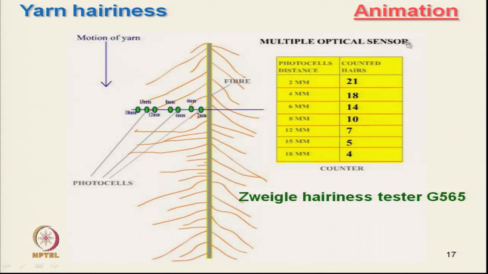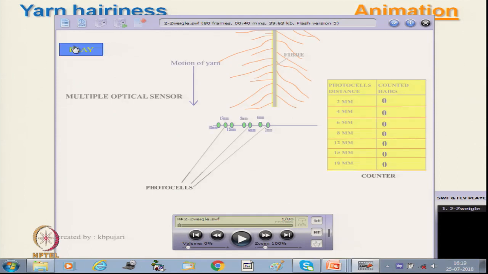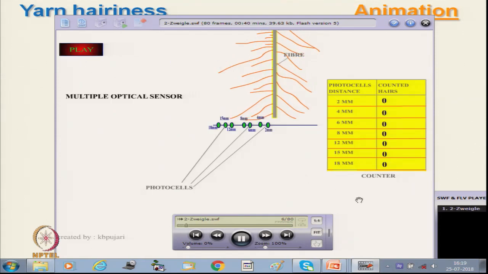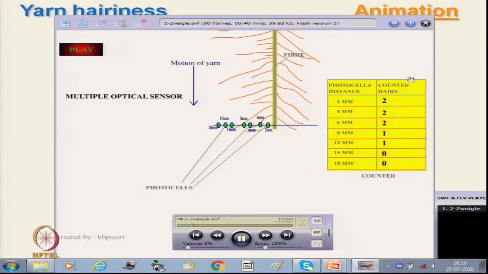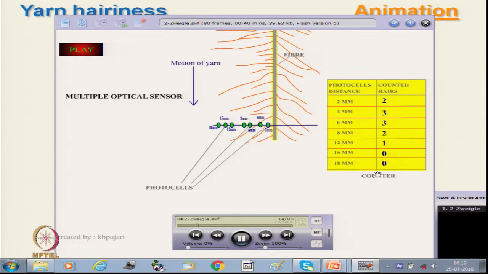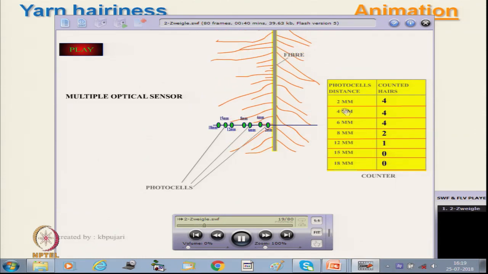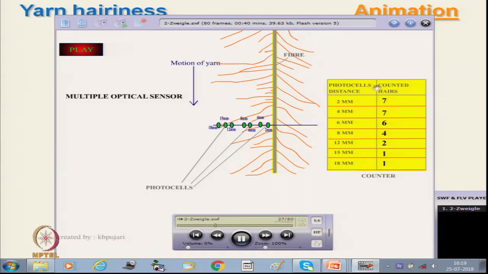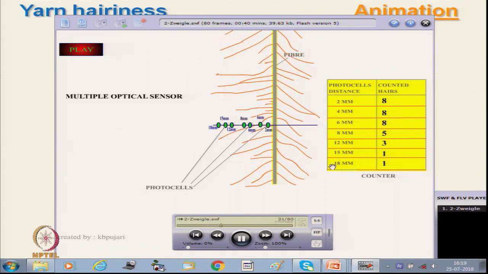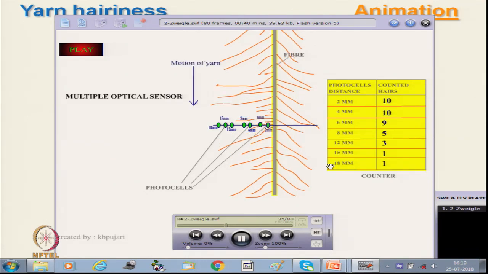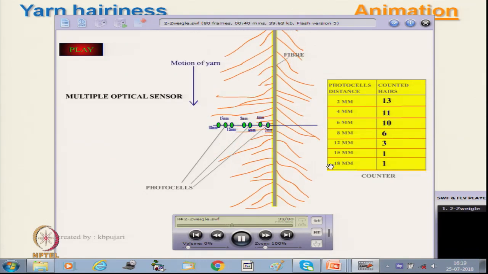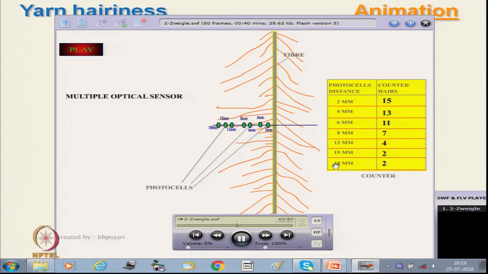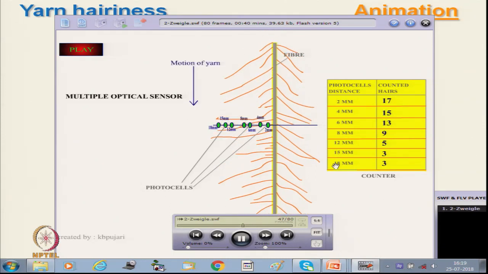Okay. Now, you can see here, the yarn is moving. Now, the counter has started at different lengths: 2 millimeter, 4 millimeter, 6 millimeter, like that. And this is giving the result, the number of hairs. So, it is exactly the same way, but we are getting all the data at a time. Okay.